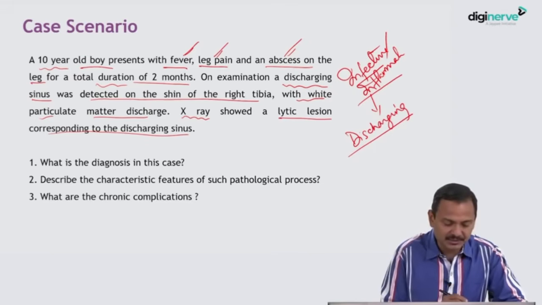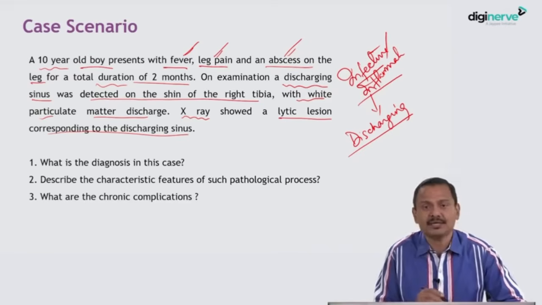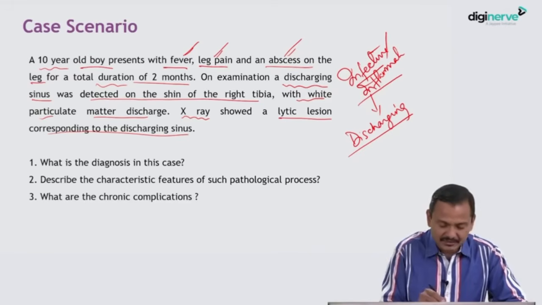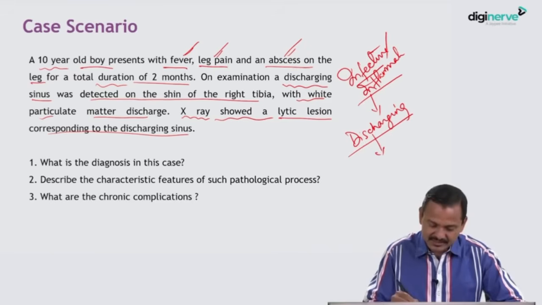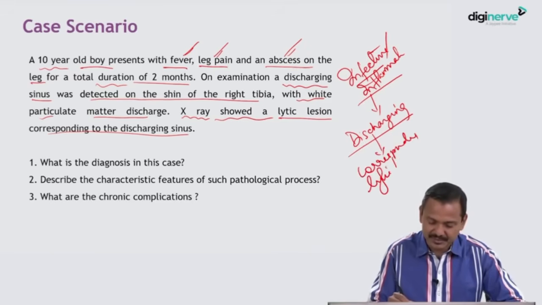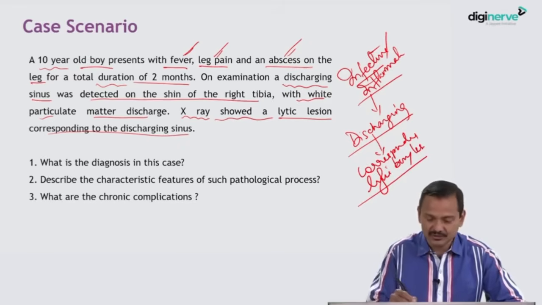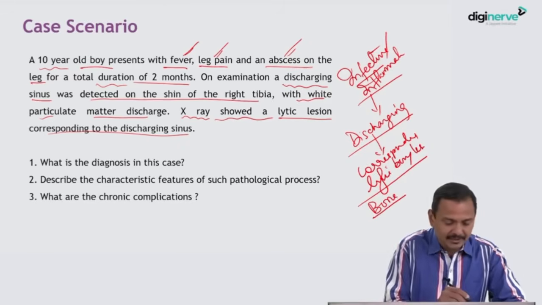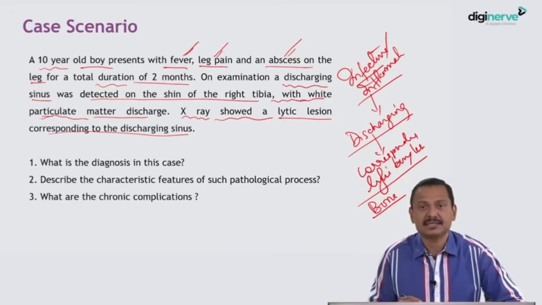But the most important thing to be seen here is that the discharging sinus corresponds to the bony lesion, and on X-ray there is a lytic lesion. So what does that tell you? The discharging sinus corresponds to a lytic bony lesion, and it is continuous with the bone. That tells you that the origin of this discharging sinus is from the bone. And there is a whitish particulate material discharge.